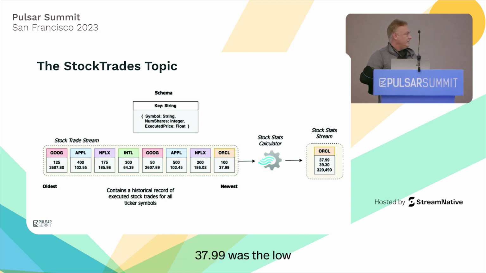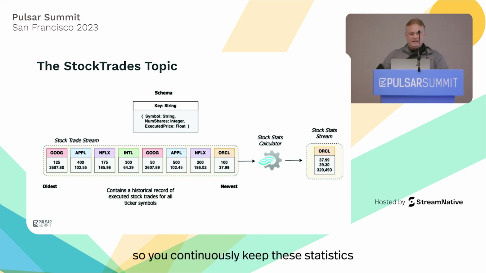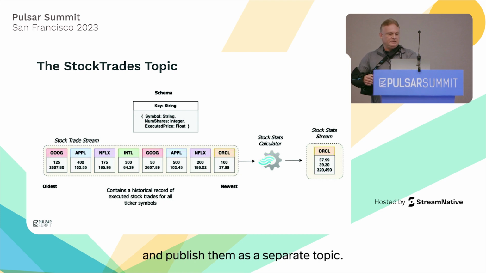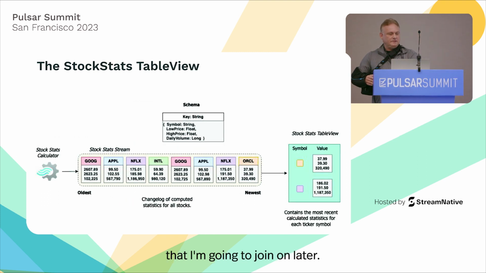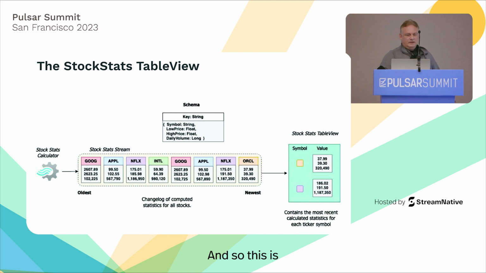We put 37.99 was the low. And this is updating stats. So you continuously keep these statistics and publish them in a separate topic. And that's a single stream consumer. Nothing special about that. No table view. I'm just reading it, processing those messages, and putting it into a separate topic that I'm going to join on later.